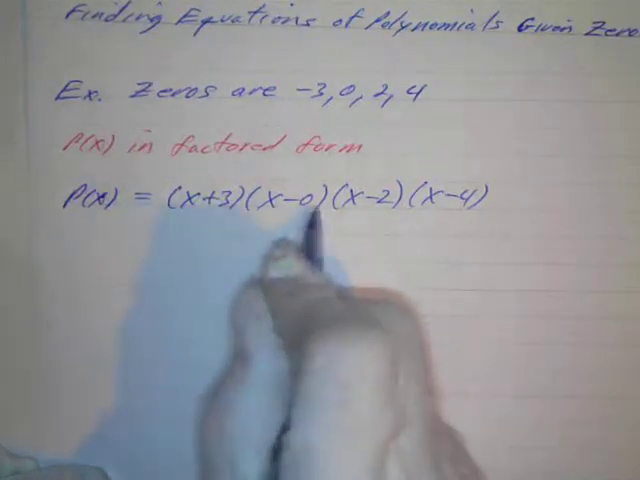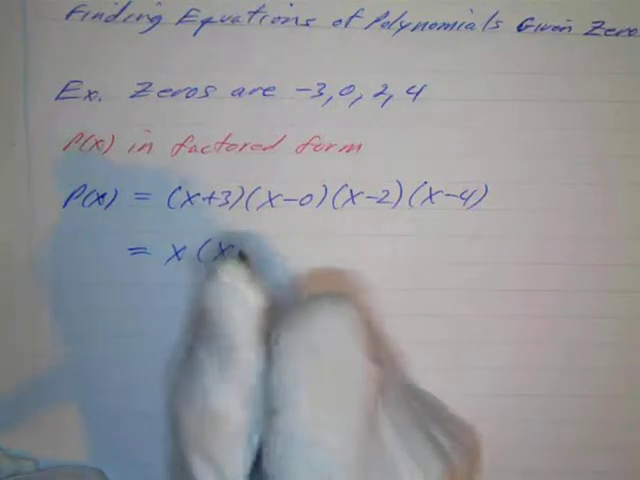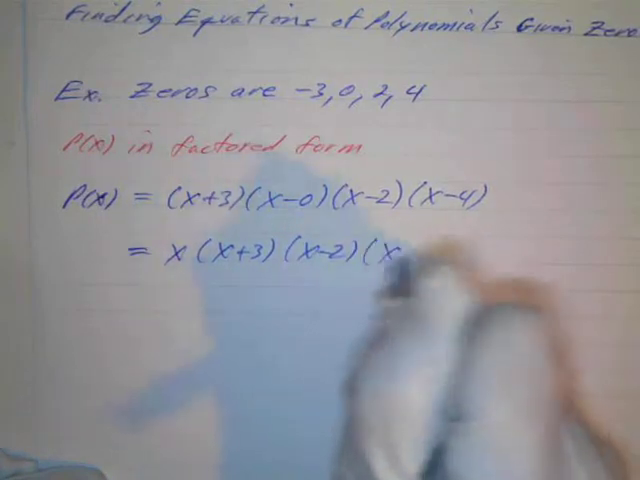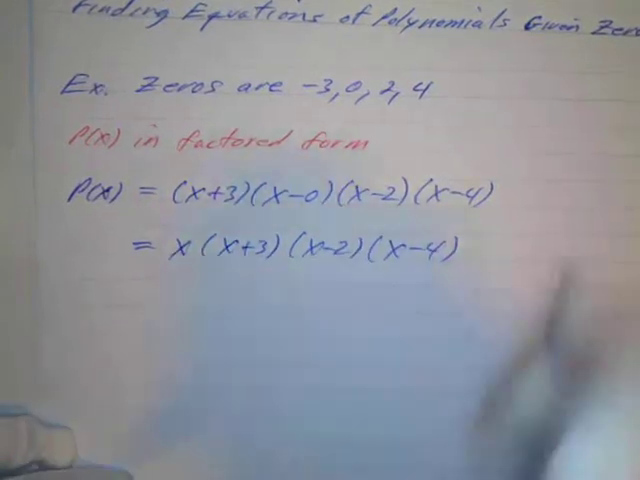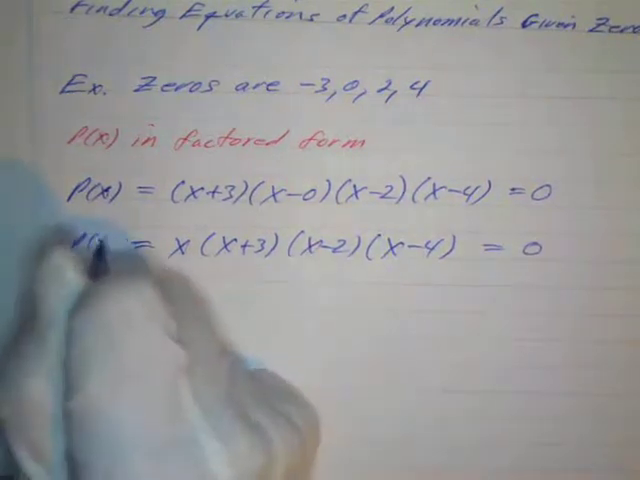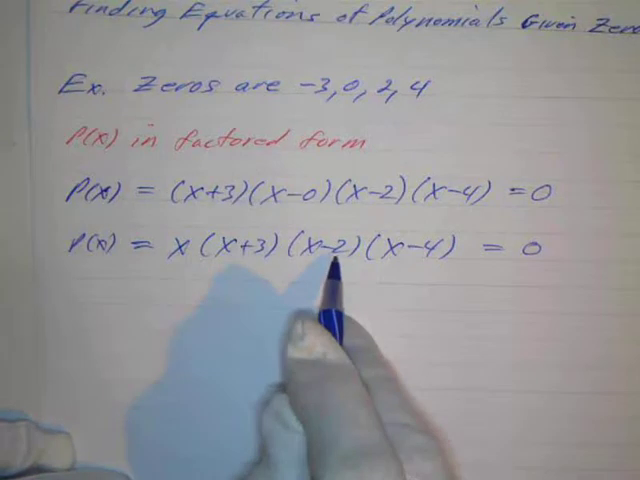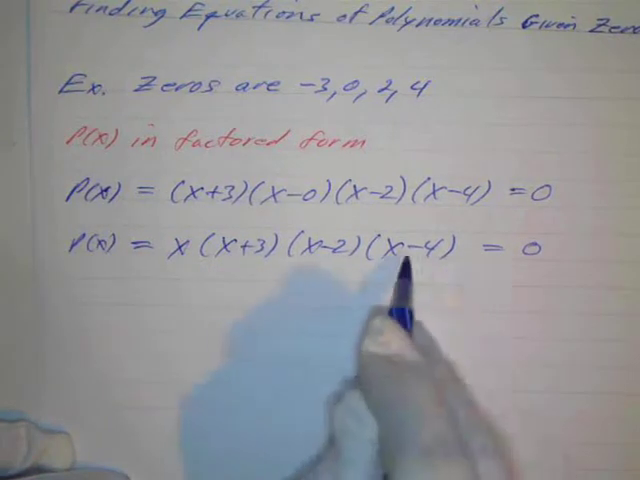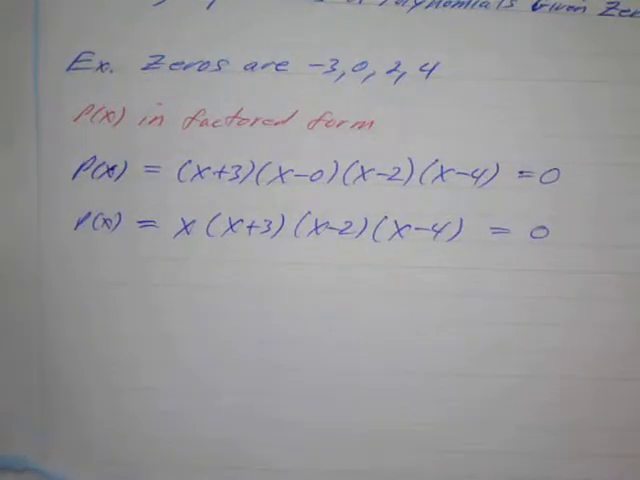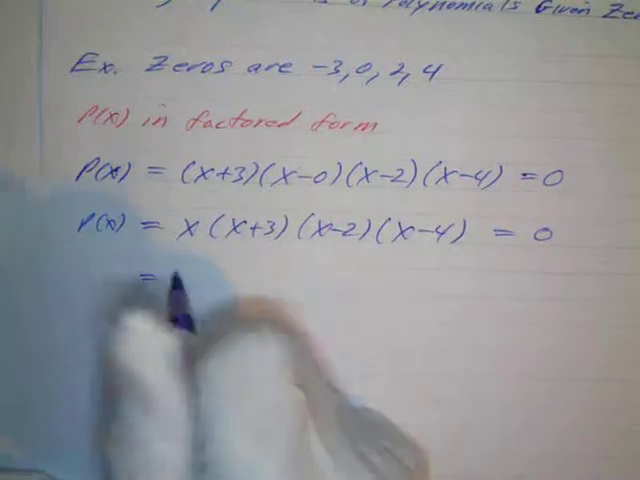It might be easier to say this x minus 0 is just x, so it might be easier just to put that in front and rewrite it like this. There you go. And these are always going to be equal to 0. This is an equation. And if you put any of these values in, 0, negative 3, 2, or 4, we'll have a factor of 0, which will make the whole thing 0. Okay? So usually I just do the last two because they're next to each other, and it's a little bit easier to organize this when I multiply.